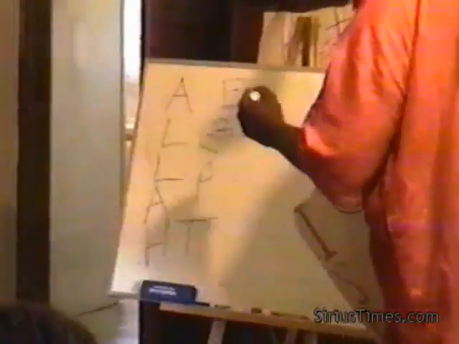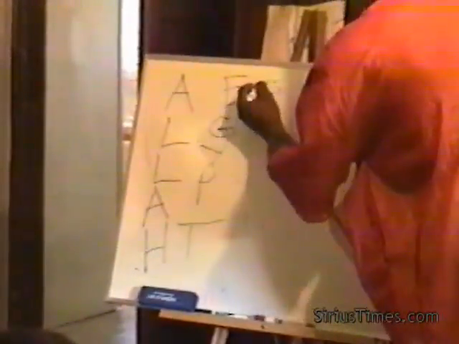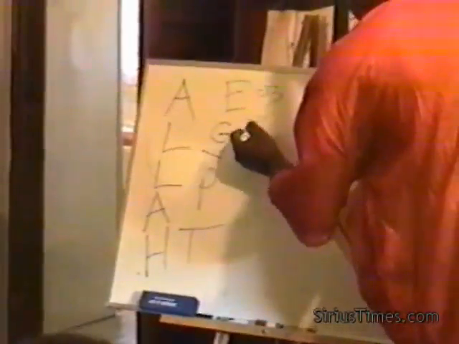See that back there? E-G-Y-P-T. Say something so I know you can see it. Can't see? Otherwise I'll write it bigger. All right. Egypt.